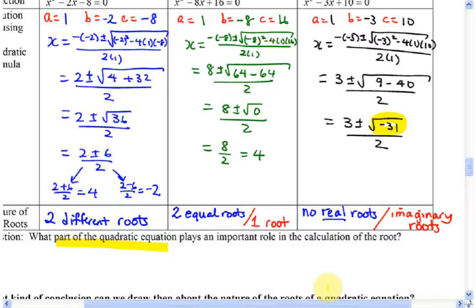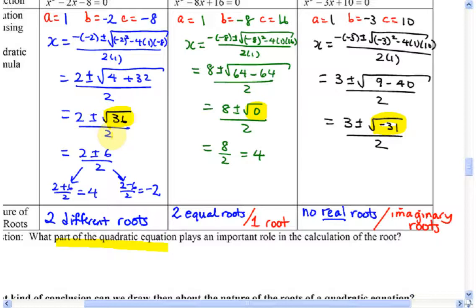The root stuff. Someone said C, perhaps C, but I don't think it's just C by itself. Maybe not B by itself either. It's actually this whole part. Okay? Now, which whole part am I talking about? You see this square root part? Because the plus and minus is the plus and minus of a square root.